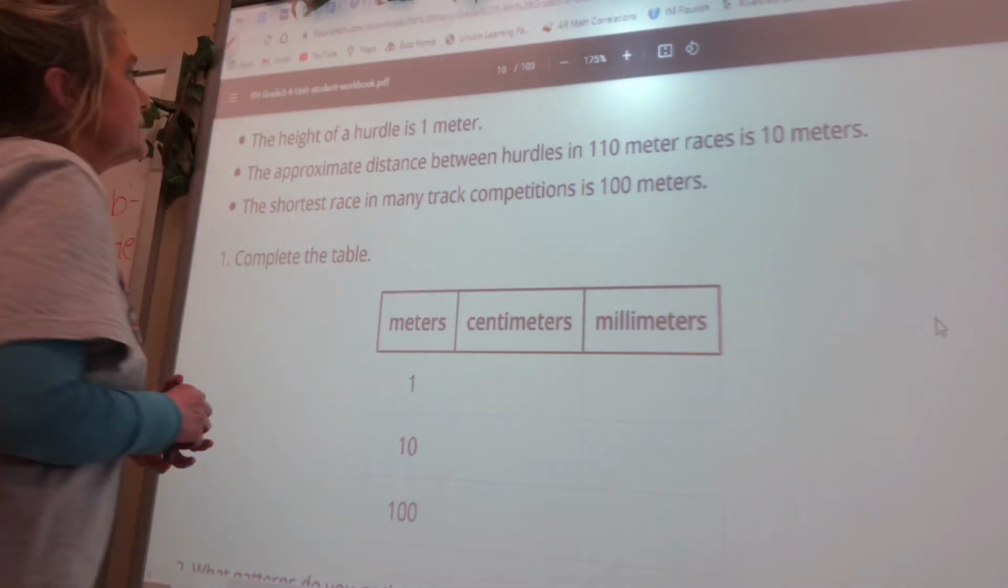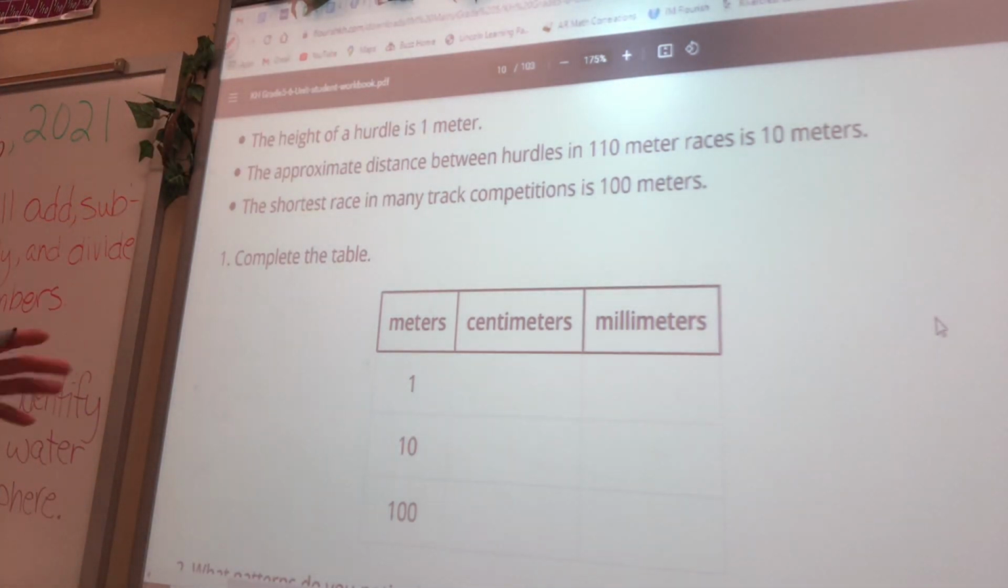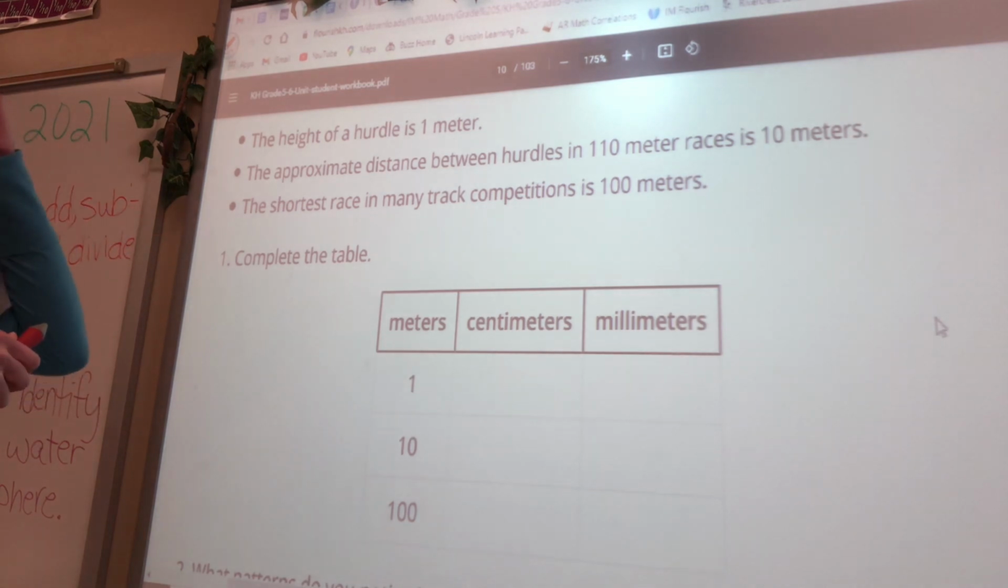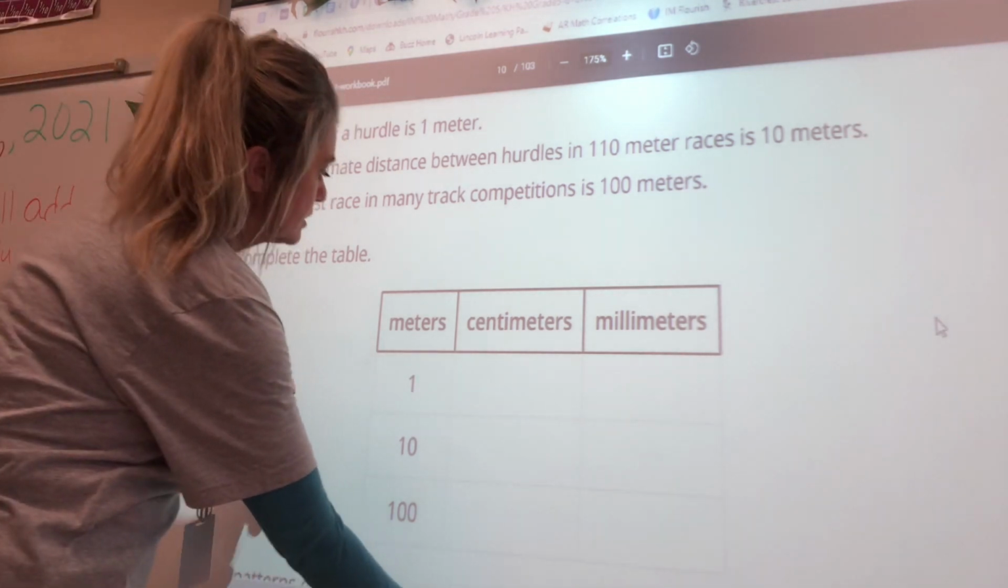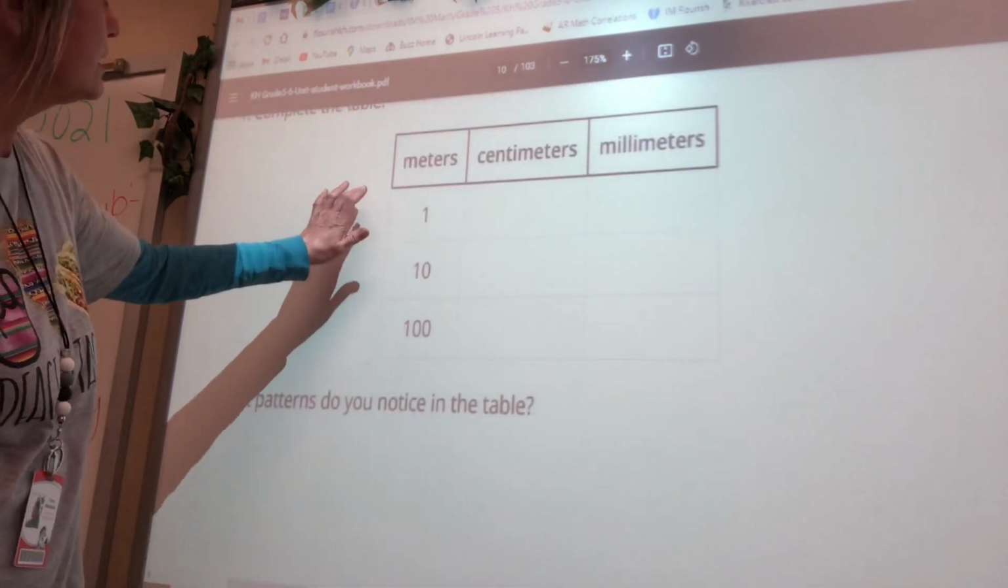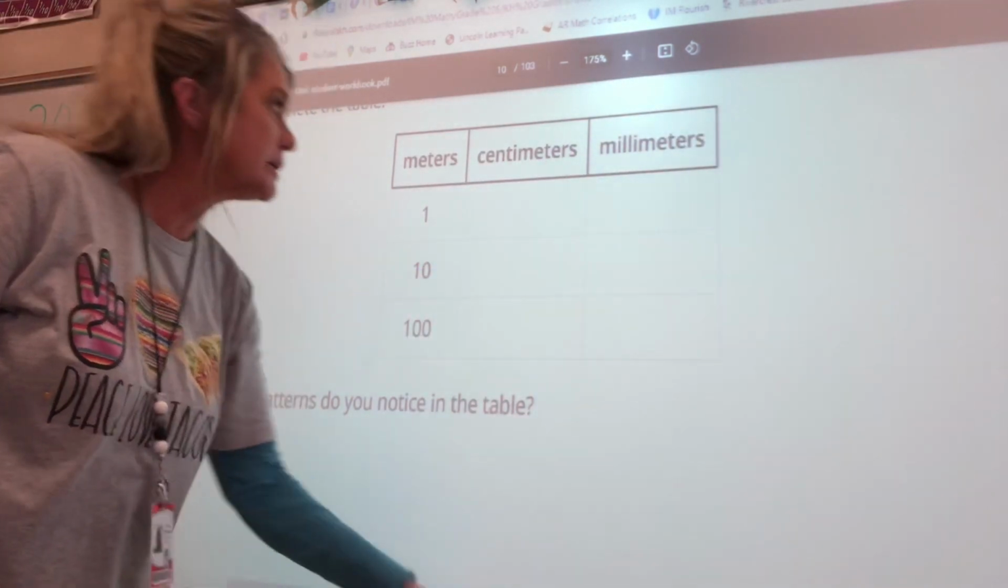Okay, it tells us the height of a hurdle is 1 meter. The approximate distance between hurdles is 10 meters. The shortest race in mini track competitions is 100 meters. And it wants us to complete the table. And our table has it divided in meters, centimeters, and millimeters.